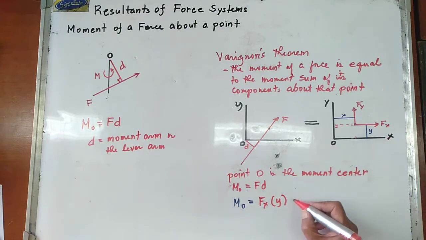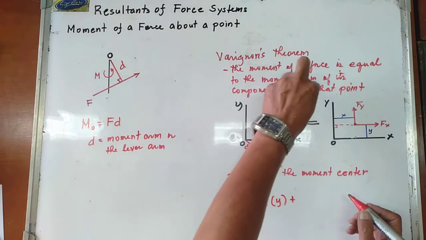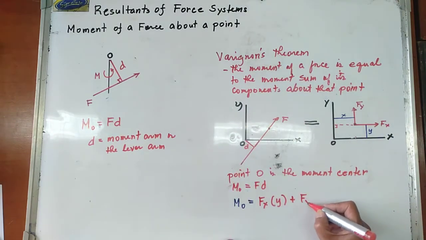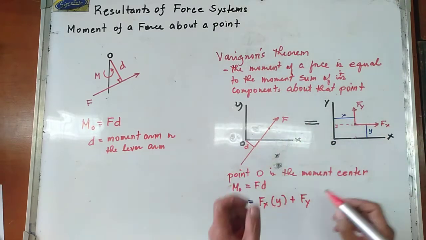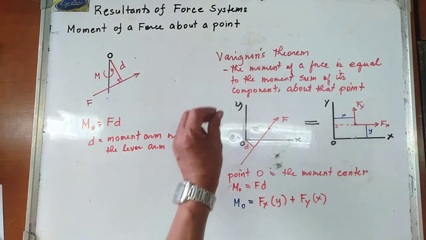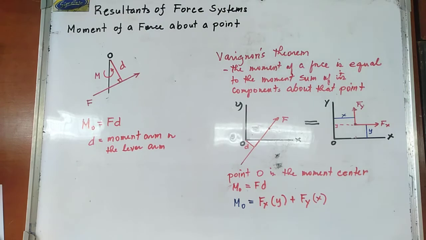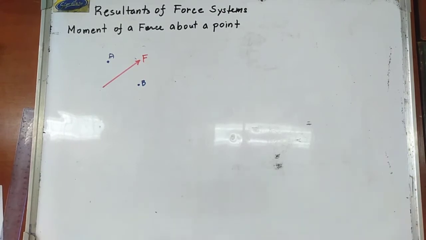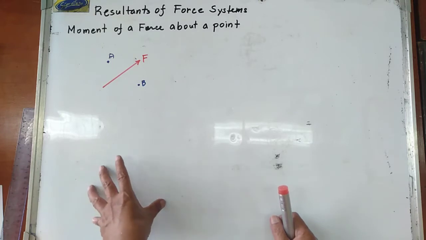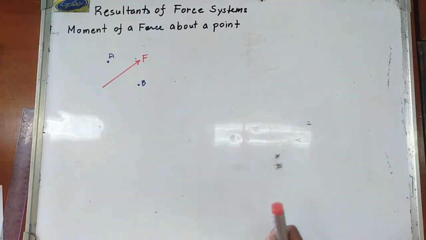And then we now have plus Fy multiplied by x. So that is now your Varignon's theorem. The moment of a force is equal to the moment sum of its components. Okay, so since moment has direction, we are told before that it is a vector quantity.